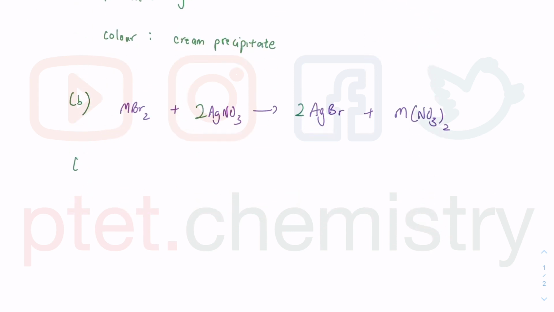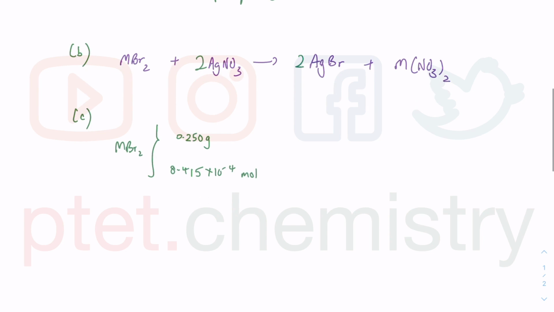From a balanced equation, you should be able to do some mole calculations. So we are given 0.250 gram of MBr2, and we have 8.415 times 10 to the power minus 4 mole of this MBr2. So we need to work out the relative formula mass of these. So this is for MBr2. So given the mass and given the mole, you can hopefully see that mole is equal to mass over Mr.